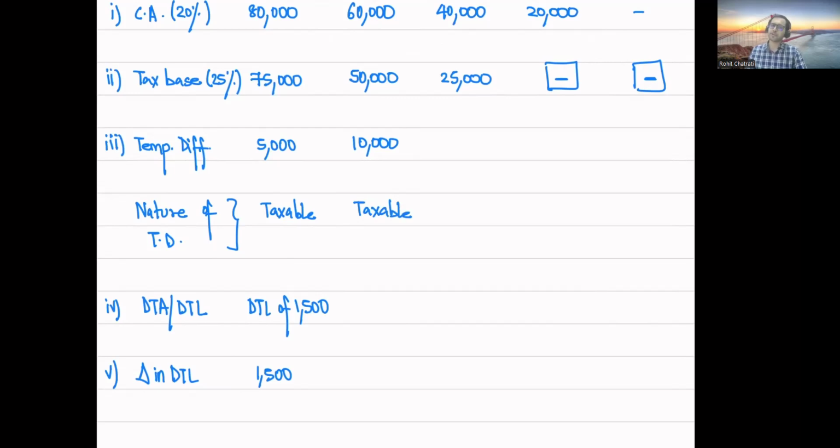It's a taxable temporary difference. So because it's a taxable temporary difference, I am going to have a DTL of 3,000. How did I get 3,000? It's going to be 10,000 multiplied by 30 percent, which is equal to a DTL of 3,000.